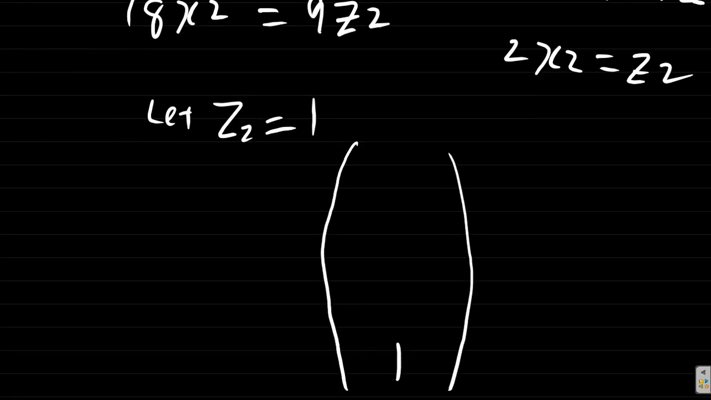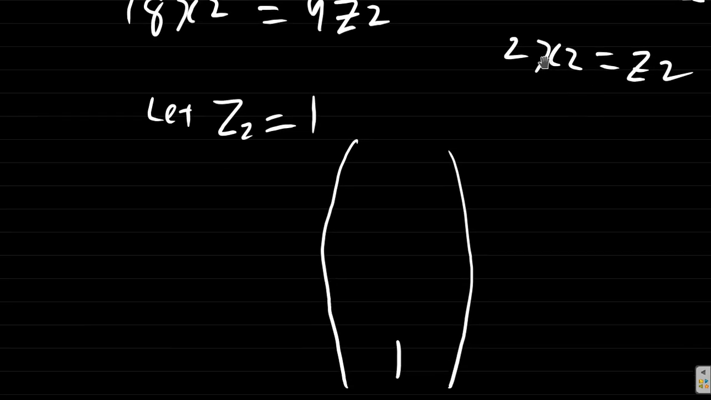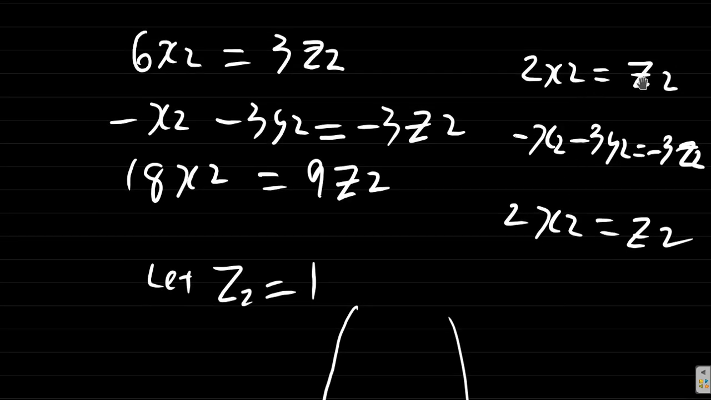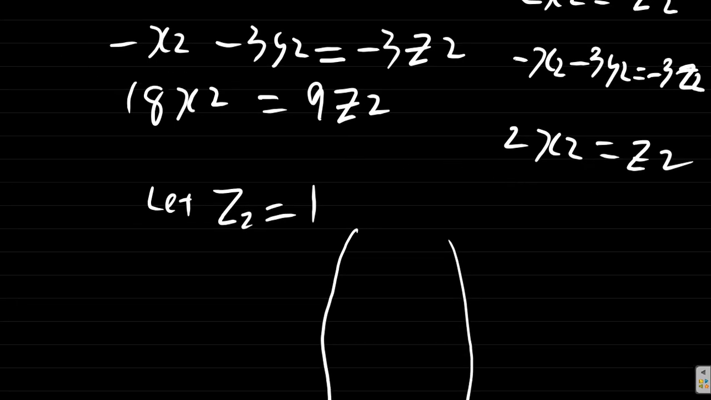We have z2 equal 1. 2x2 is z2, so 2 times what gives you 1? 2 times half. Or you could rewrite this as x2 equals z2 over 2. Right? So if z2 is 1, x2 is half.